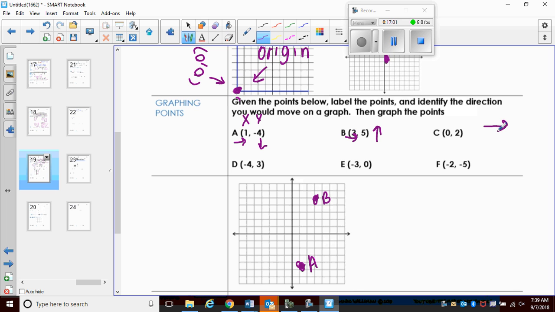For C, we're going to move right 2, and that's it. So, sorry, not right 2. We don't move left or right. We move only up, right? So you gotta watch. We move only up, and I forgot to label my points. I want to make sure we do that. That's important. So we only move up 2, right? And we label it C. Okay.